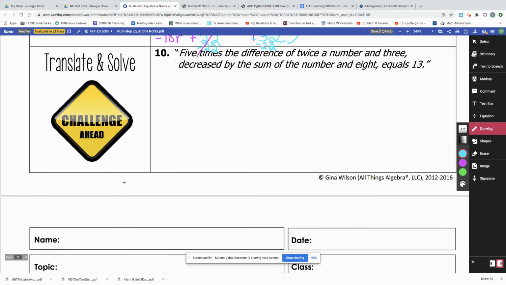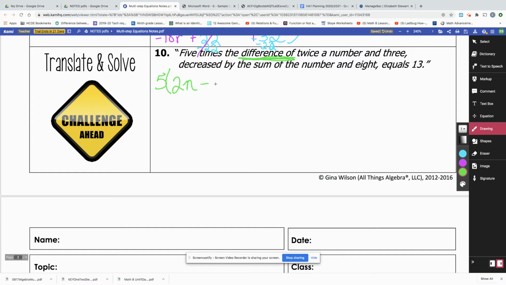Number 10. 5 times the difference of twice a number and 3 decreased by the sum of the number and 8 equals 13. Wow, there's a lot going on in this problem. So 5 times the difference of, I don't know if you remember this, but difference of means that I'm going to use parentheses. So I see where I'm going to distribute 5 times the difference of twice a number. I'm just going to call it n. I could have called it x, but I'm going to call it n.